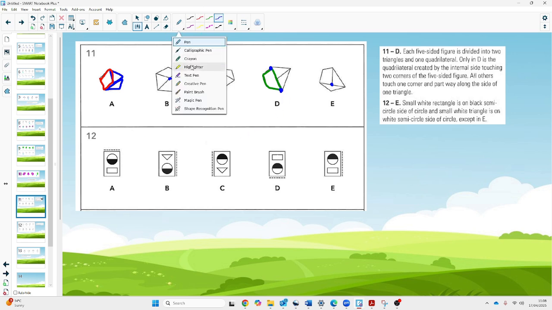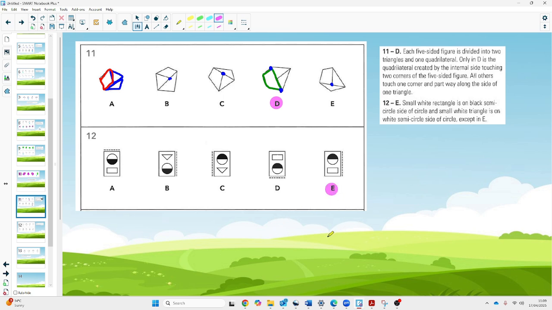And again, I did have to look at that quite carefully. If you're still a little bit unsure, just read that explanation. It's quite clear, I think, that all the others touch one corner and part way along the side of one of the triangles. Whereas in D, you can see that the quadrilateral corners, there's two of them that go to the edge. Question 12, the answer to this one is E.